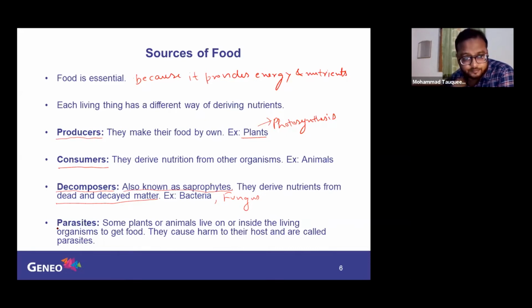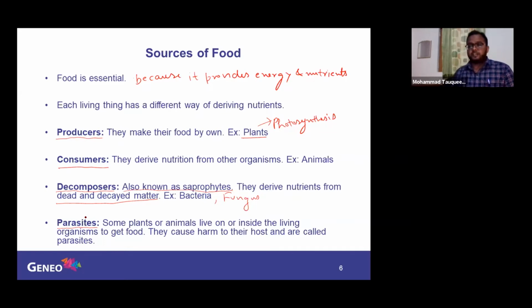Next, parasites. Parasite is a very interesting term, and we always fight with parasites. Parasites may be plant or animal. They live on or inside the living organism to get the food, and they cause harm also to their host. For example, let's take the example of worms. There are many worms present in our intestine, especially in babies' intestine.